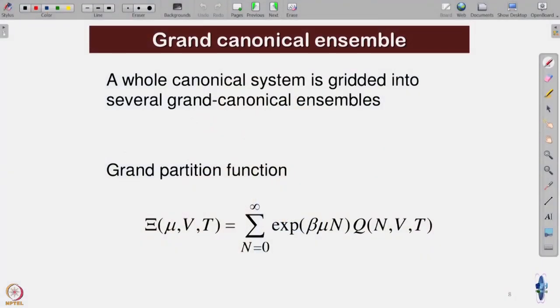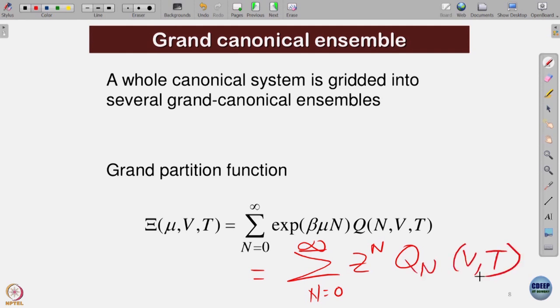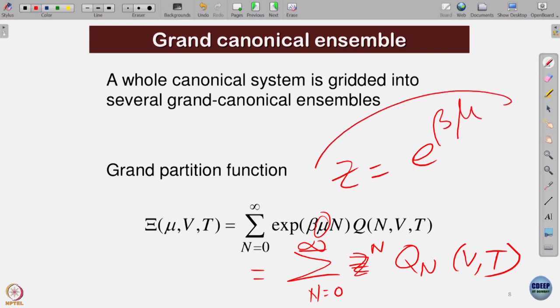So, what we did before that was the grand partition function, and the grand partition function is this quantity, e to the power beta mu N times Q, which I wrote also like that. Here z is the fugacity and mu is the chemical potential. So, z equals e to the power beta mu. This is the relation between chemical potential and fugacity z. Mu is the chemical potential and z is the fugacity.